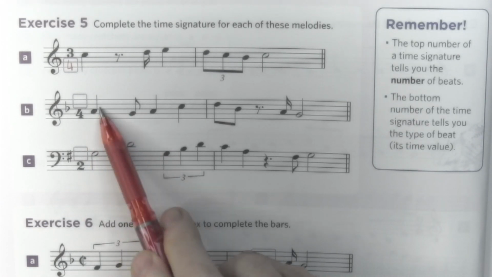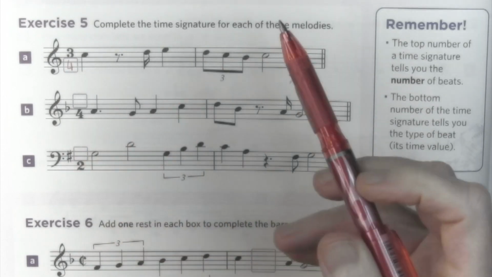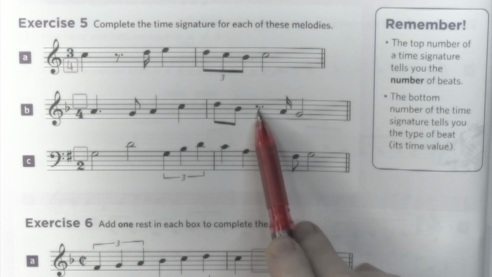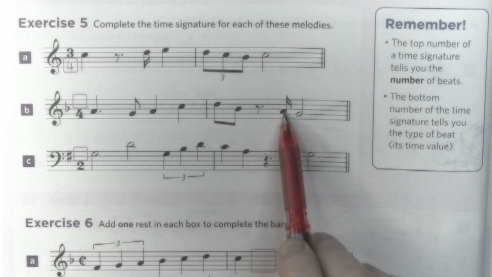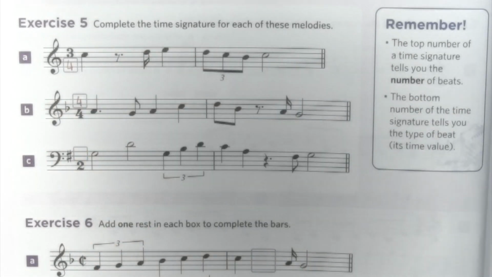One, 2, 3 and 4. So how many crotchets? 4. 1, 2. Okay, these two paired up. 3 and 4. We are in 4/4. As simple as that.